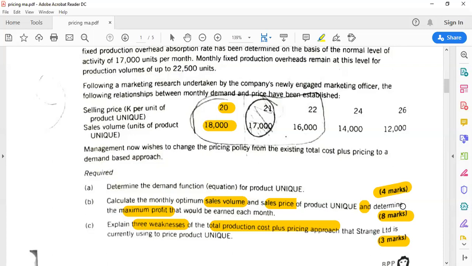Now here, we want to set the optimum sales volume. It is simply the sales achievable when marginal revenue is equal to marginal cost. Have you seen?